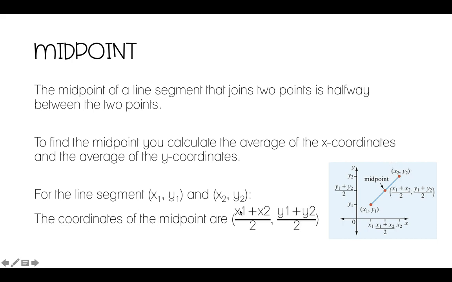For the line segment x1, y1 and x2, y2, the coordinates of the midpoint are x1 plus x2 over 2 and y1 plus y2 over 2, as we can see here. This is calculating the average of the x-coordinates, which is halfway between the two, and this is calculating the average between the two y-coordinates.